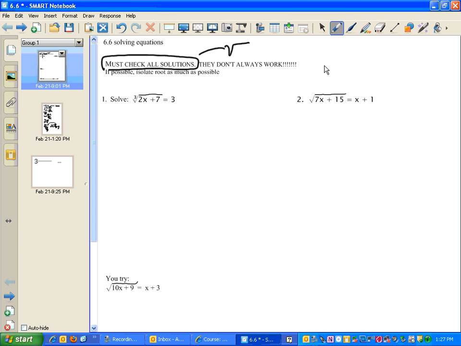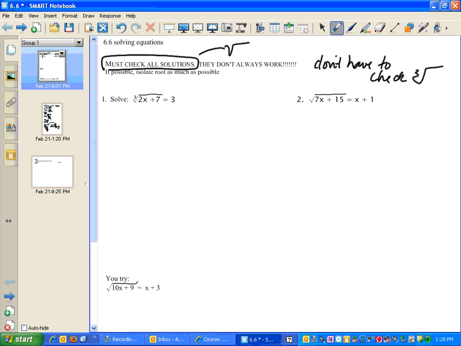I'm only going to give you square roots, so you don't have to check cubic roots. And the reason is we can have negative values under cubic roots, right? So that's why negative values are okay, but we can't have negative values under square roots, which is why we have to check our square root answers. Okay? So, if possible, isolate the root as much as possible.